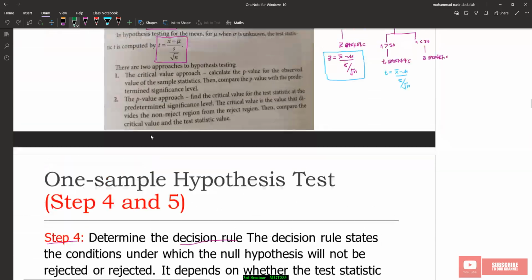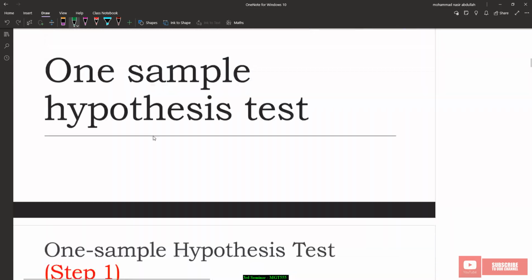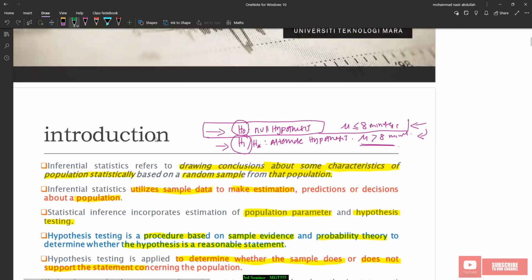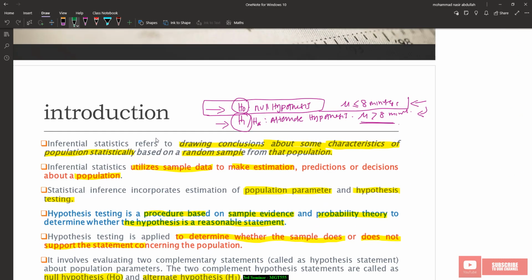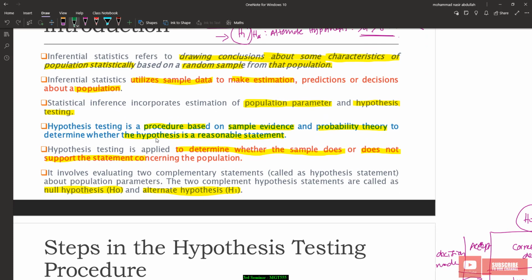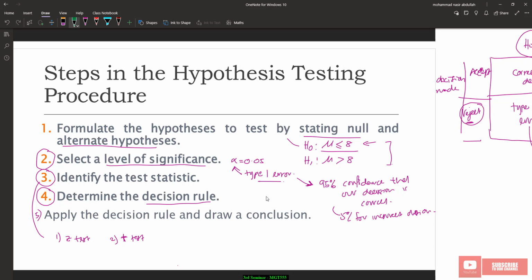Yang first, I ulang balik sebelum kita conclude the session. First, kita tahu statistik ni ada dua type. Descriptive statistics, which we already learned on last lecture. And this is inferential statistics. So dalam inferential statistics kita nak tengok hypothesis testing, right? So dalam hypothesis testing kita ada null hypothesis and alternate hypothesis, right?